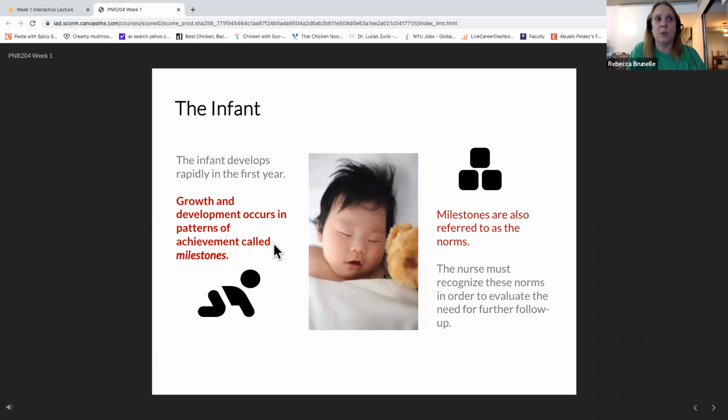We call the growth and development milestones, the achievements called milestones, and they're also referred to as norms.